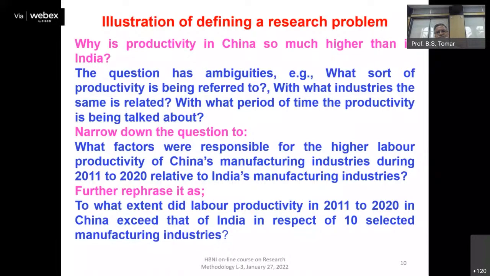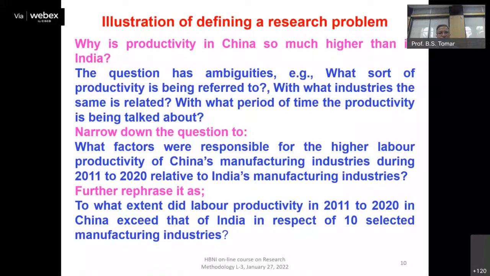So this question has ambiguities, like what sort of productivity is referred to, with what industry the same is related, and what time period we are talking about. So all these questions are there. The question which is asked in the beginning is a little bit ambiguous, so you can narrow it down. You can focus it more, like what factors are responsible for the higher labor productivity.